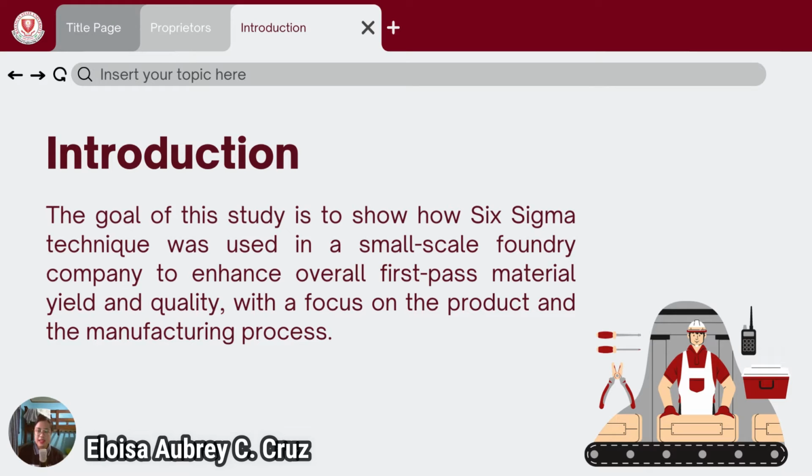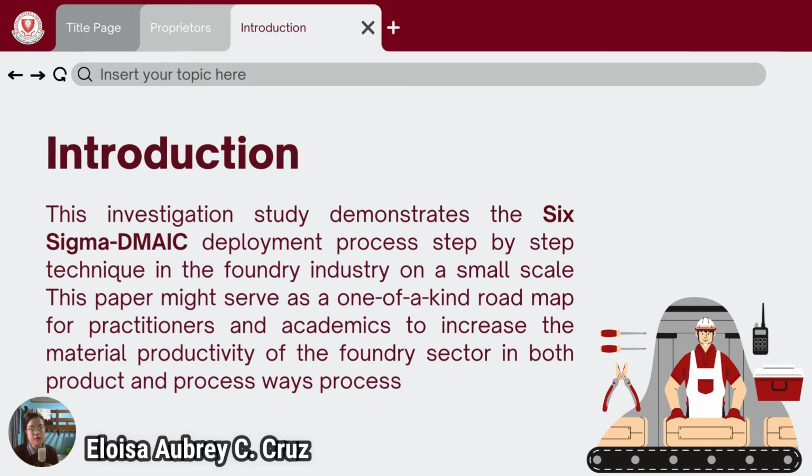Introducing the case study, its goal is to show how the Six Sigma technique was used in a small-scale foundry company to enhance overall first-pass material yield and quality, with a focus on the product and the manufacturing process. This investigation demonstrates the Six Sigma DMAIC deployment process step-by-step in the foundry industry on a small scale.